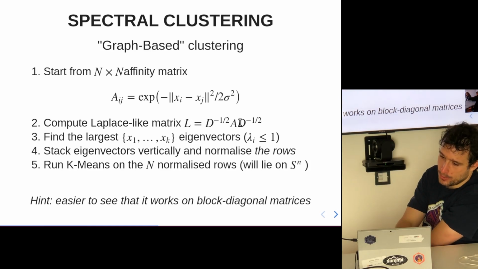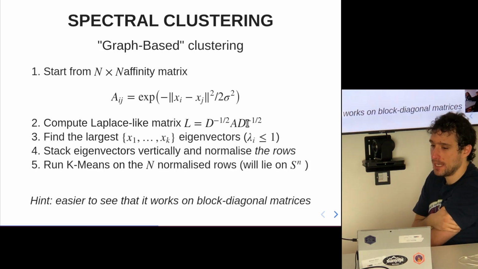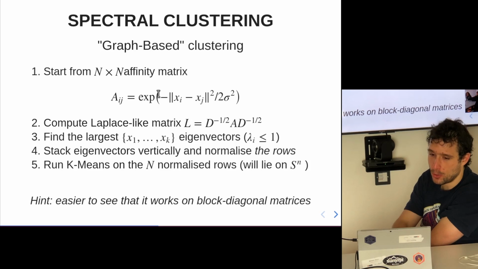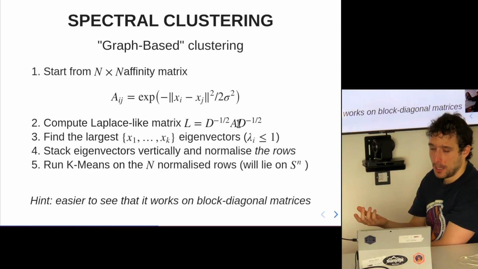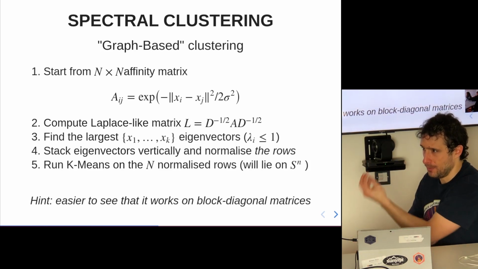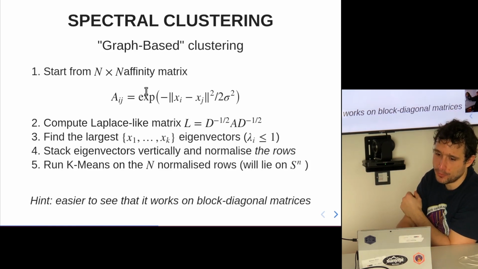And basically, the important bit here is this D. This is a diagonal matrix, which has on its diagonal the sum of each row of A. So basically, Dij with i different from j is 0, but Dii for a specific term on the diagonal is equal to the sum of all the values in a row of A.